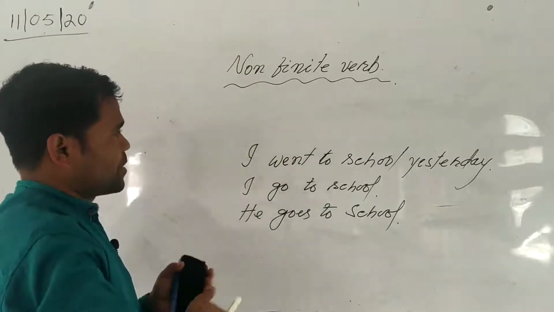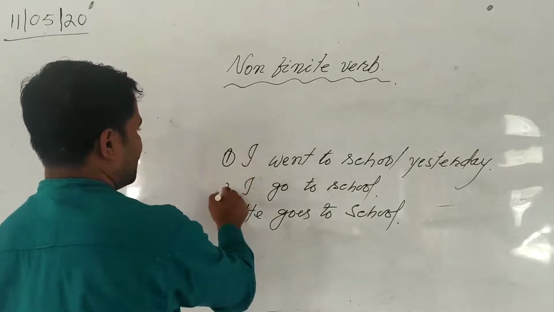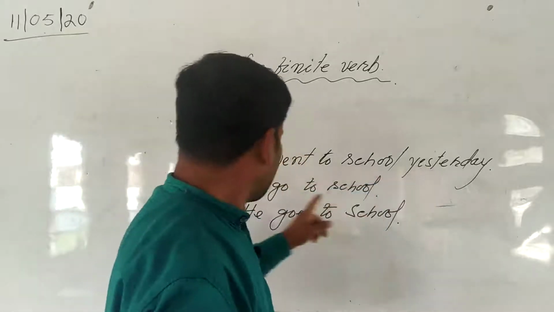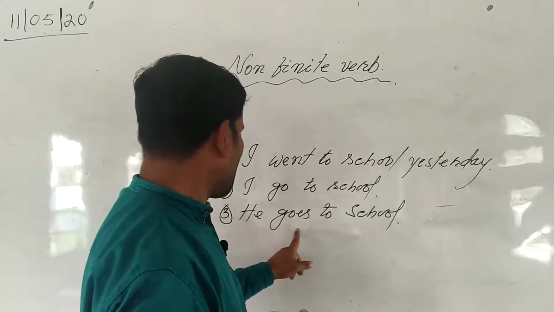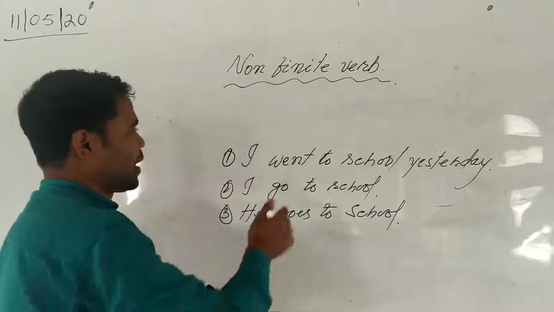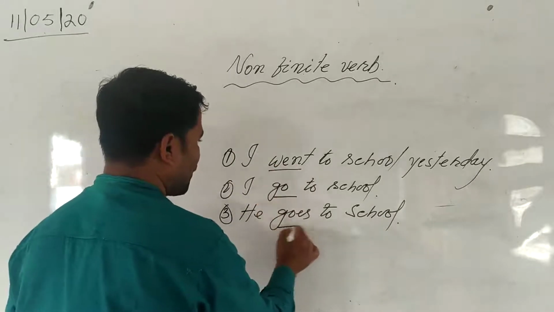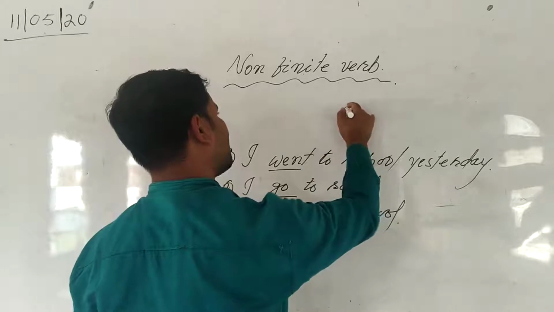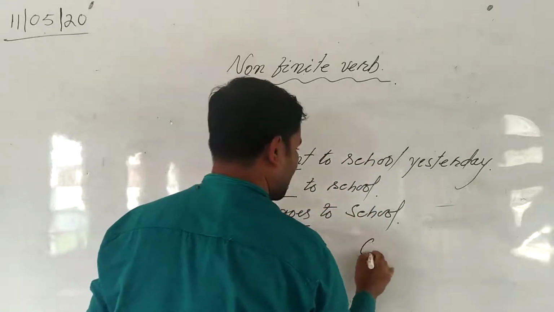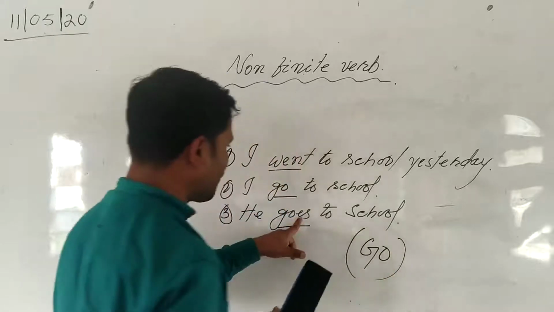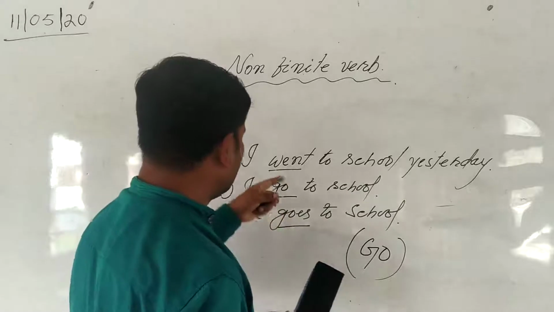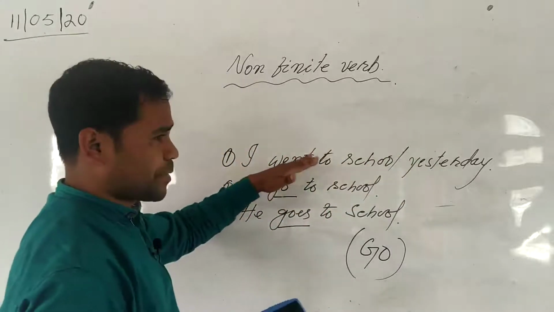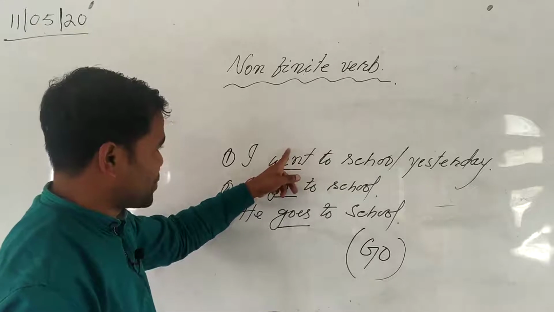Here, let's discuss these three sentences. In the first sentence, I went to school yesterday. I go to school. He goes to school. In these sentences, the verbs are went, go and goes. These three verbs come from a root form of verb, that is go. Goes is the s form, go is the base form, went is the past form. In the sentence I went to school yesterday, the tense is past tense, so we use the second form of verb.